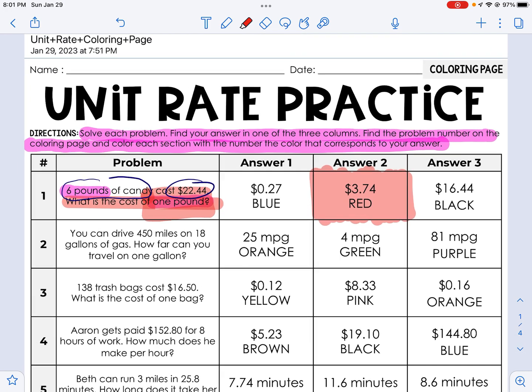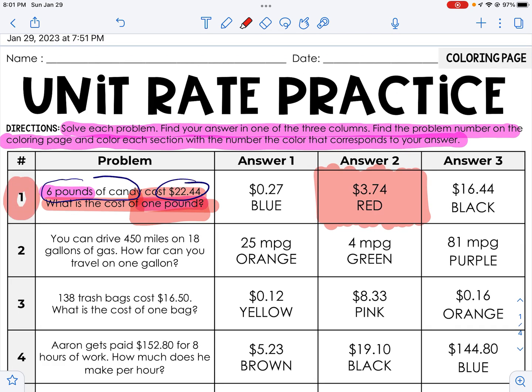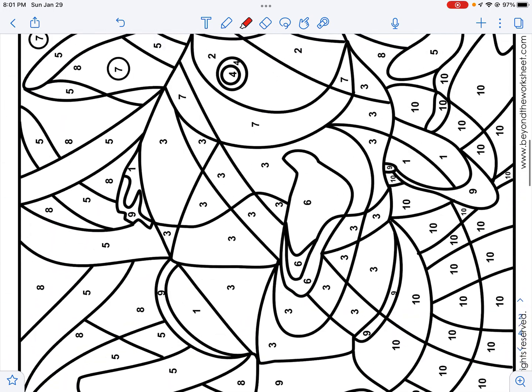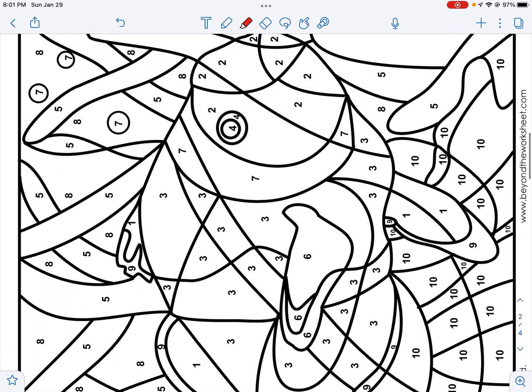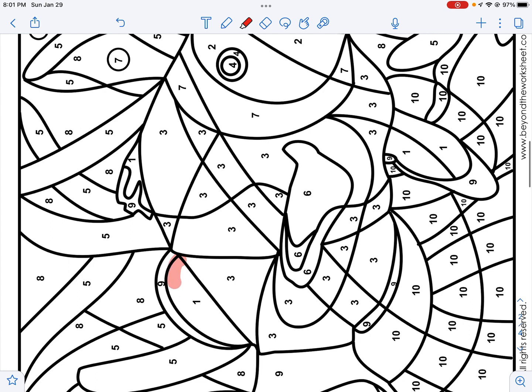So the way the coloring works is I'm going to go to number 1 on the fish. I'm going to color all the number 1s red. So if I look here, all of my number 1s, here's one here. And I'm sure there's some other ones that you might need to find also.